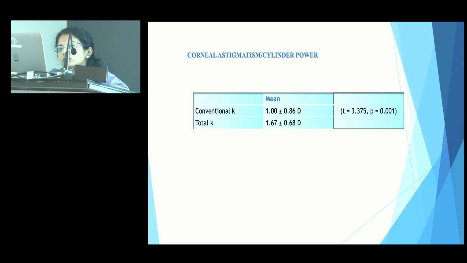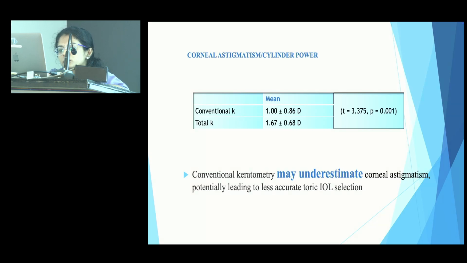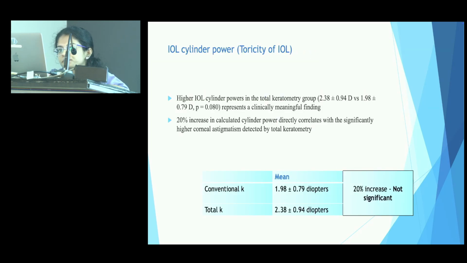When we look at the corneal astigmatism or the corneal cylinder power, it was 1 diopter mean in the conventional keratometry group and 1.67 in the total keratometry group, which was statistically significant, which implies that conventional keratometry may underestimate corneal astigmatism, which potentially leads to less accurate toric IOL selection.